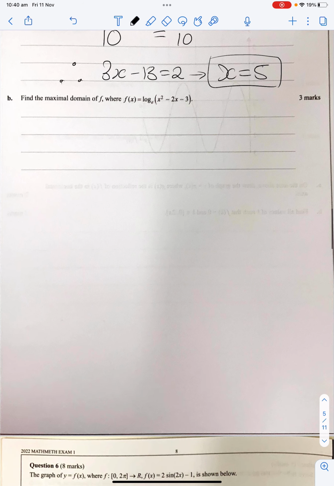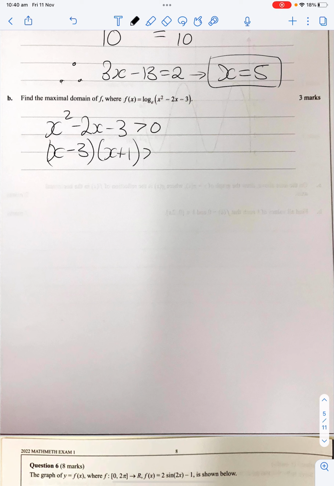Find the maximum domain of f, where f of x is this log. Now we know the logarithms have to be greater, the argument of the logarithm must be greater than 0. We can't log 0 and we can't log negative numbers. So that means the argument, which is this quadratic, x squared minus 2x minus 3 is greater than 0. Let's factorize this. X minus 3, x plus 1, greater than 0.